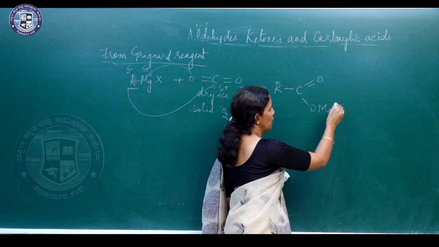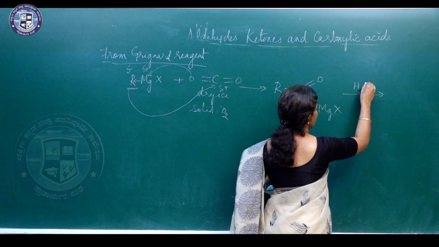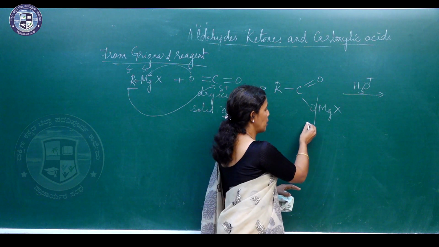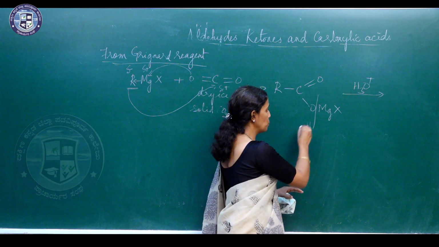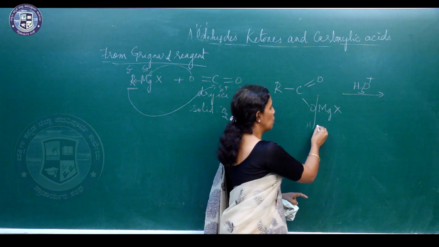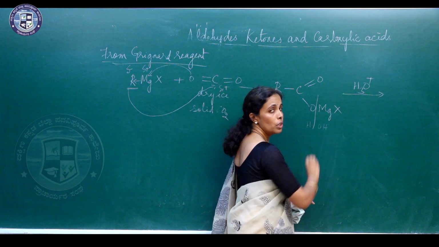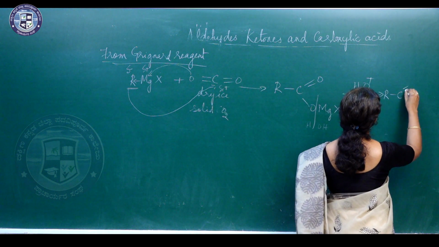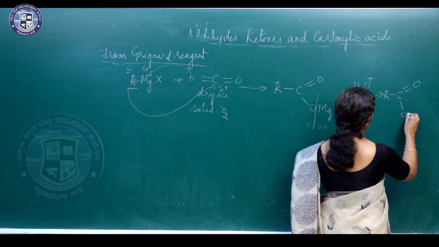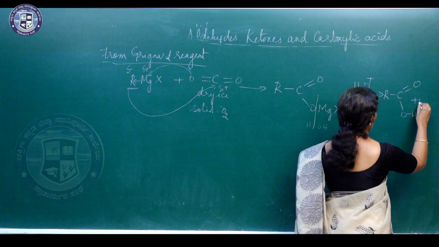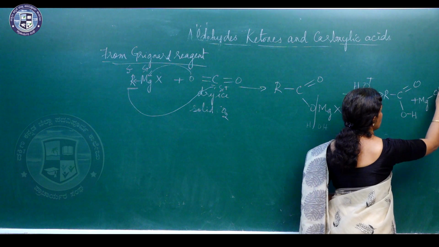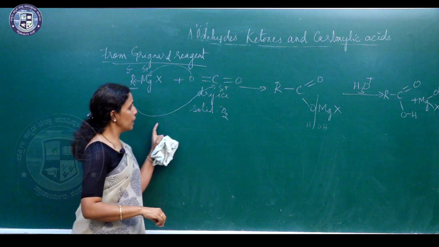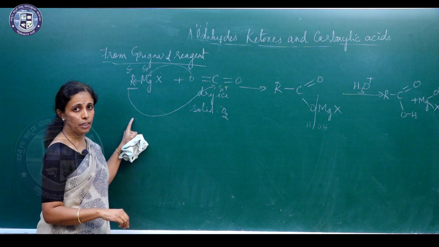So, this on hydrolysis, the bond is going to cleave here. The hydrogen atom of water will link to the oxygen atom and the OH group of water will link to the magnesium halide. So, the product will be R C double bond O OH along with Mg OH and X. So, this is how you can obtain carboxylic acids from Grignard reagent.